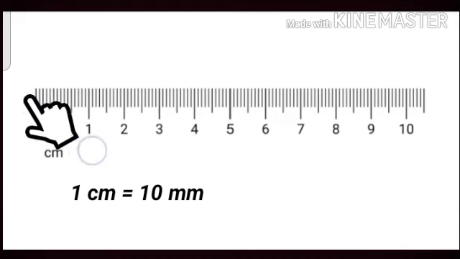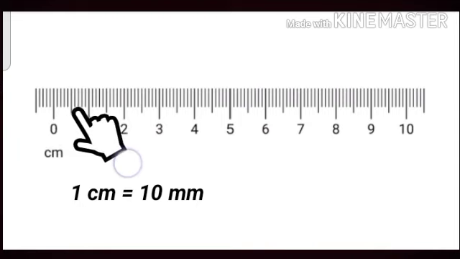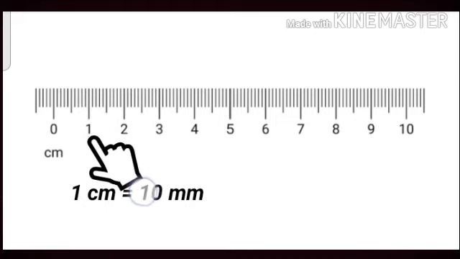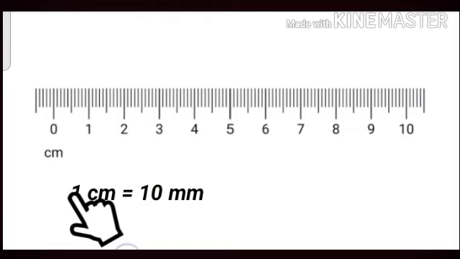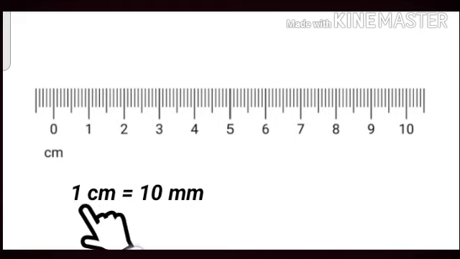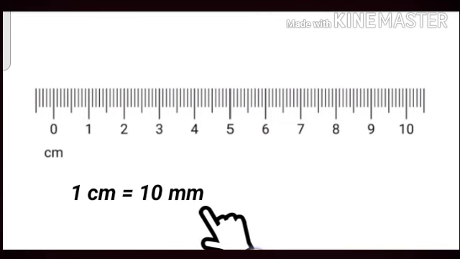If you count this, you have a scale with you. I hope that you can count the lines. How many lines are there? 1, 2, 3, 4, 5, 6, 7, 8, 9, 10. When the 10th line comes, we put 1. So it tells that 0 to 1 is 1 centimeter. When it comes to 10 millimeter, we can say that is 1 centimeter. So 1 centimeter is equal to 10 millimeter.